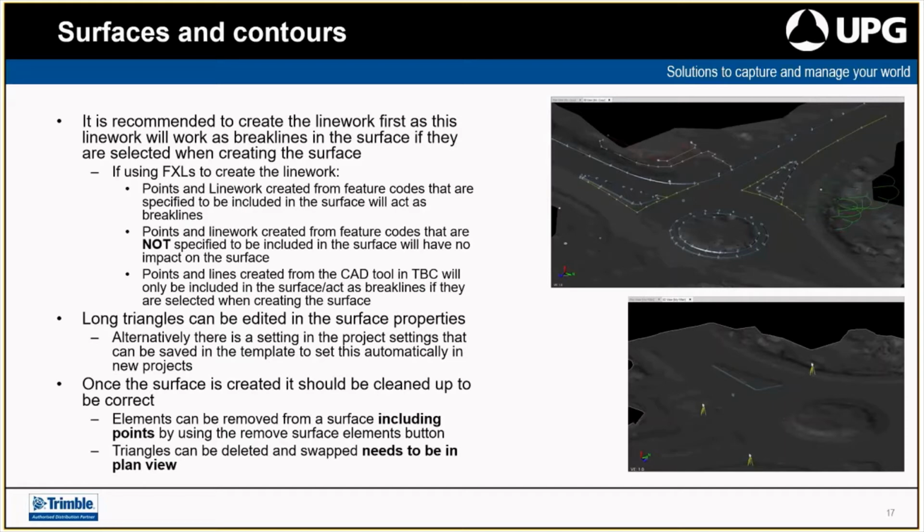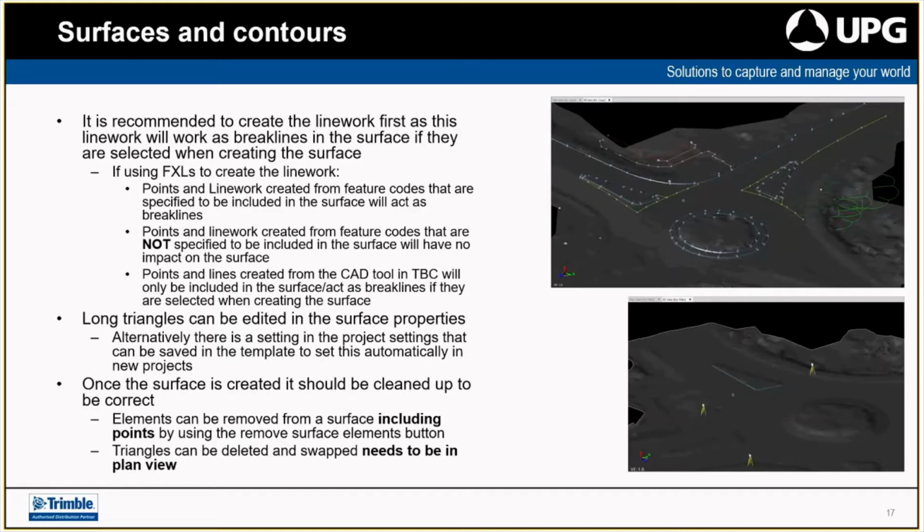In TBC, we've talked about surfaces and contours in the topo generation group session that we did earlier, but you can do editing of long triangles. There's a parameter in TBC that allows you to edit the triangles on the edge. We can also specify in TBC not to create triangles longer than a certain defined length. So it's worth making sure that that is correct. That's in the properties, and that can be stored against a template.